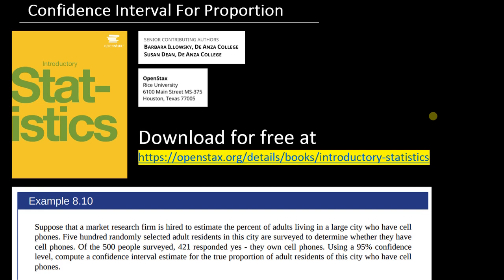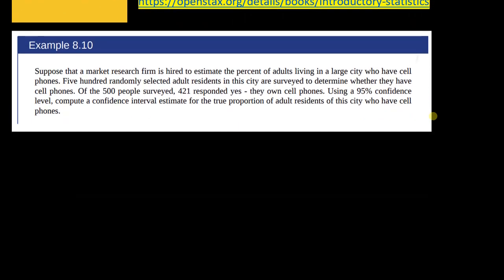In this video, I'm going to be discussing example 8.10 from the free online introductory statistics textbook, which you can download via this link. And I'm going to be using Microsoft Excel as my calculator. So let's start by reading through the example.